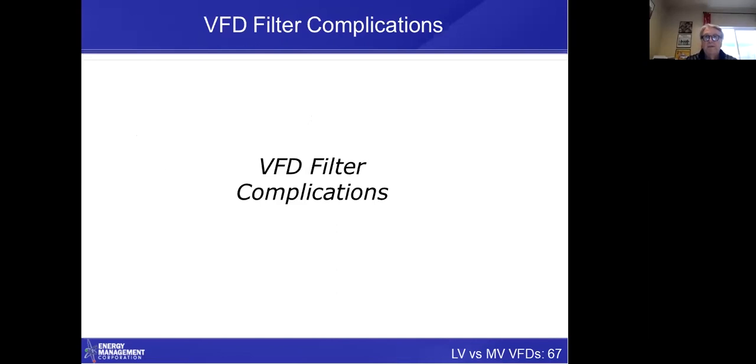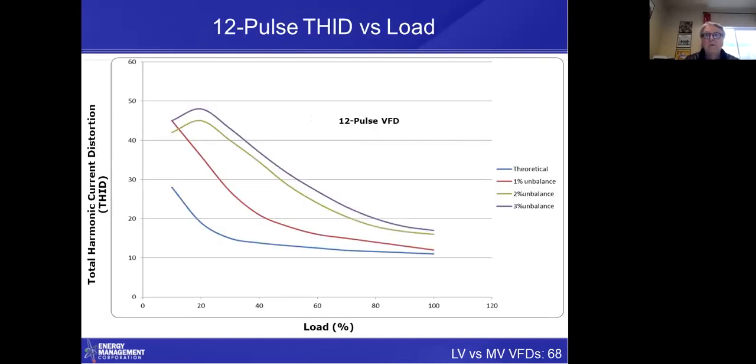I want to talk about some complications very quickly. And here's a 12 pulse. You can see that at full load with very little voltage unbalance it performs pretty well. But as you get lower in load, and if you have some voltage unbalance in the system, and we all do, the harmonics get worse.